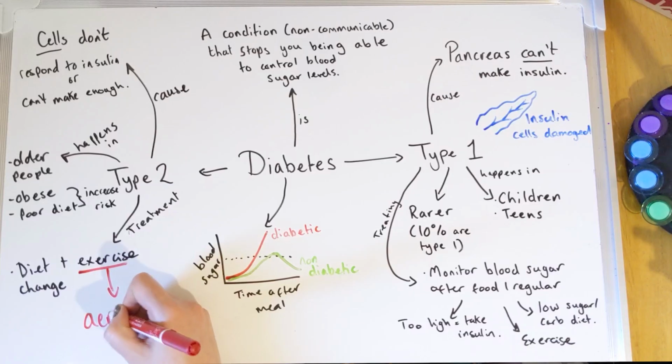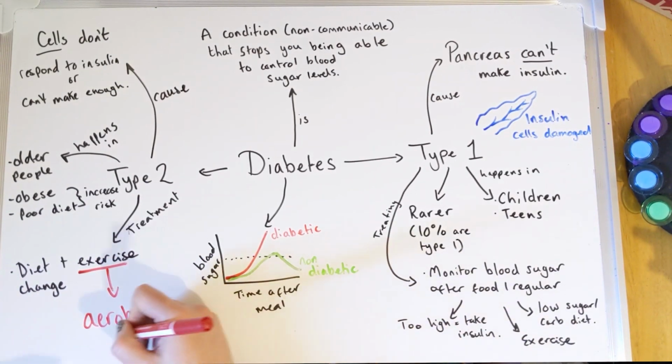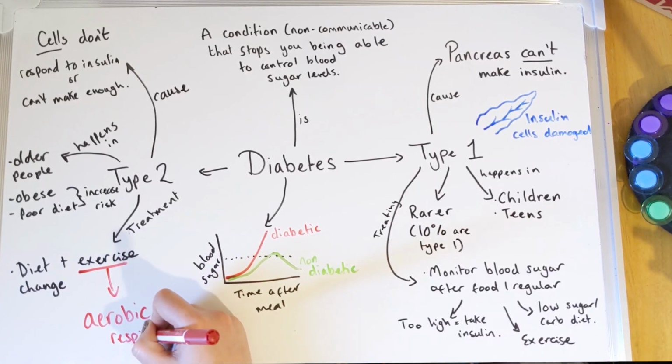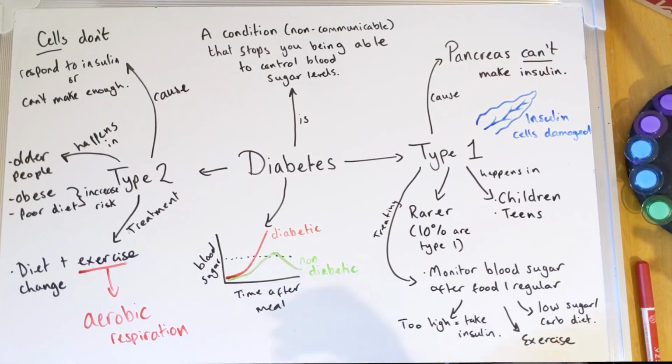The thing with exercise, especially if you're doing higher tier, they'll like to link it to the fact that exercise needs respiration. So of course exercise needs aerobic respiration, and aerobic respiration has glucose as one of its reactants. So the more exercise you do, the more glucose you're taking out of your body and using. So exercise is never a bad idea.